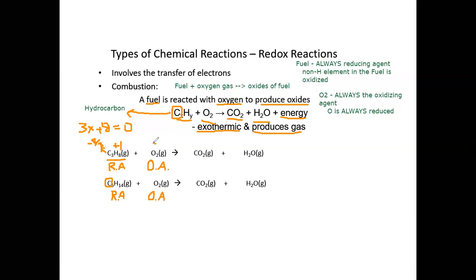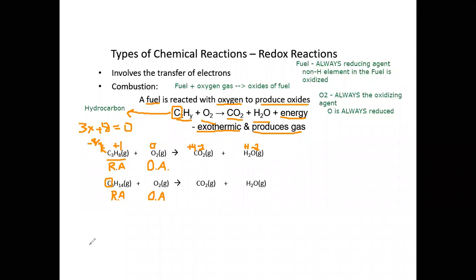Here O2 is by itself, so it's a 0. Now in CO2, oxygen is -2 and carbon is +4. And then in H2O, hydrogen is +1 because it's attached to a nonmetal, and oxygen is -2. So now you see carbon goes from -8/3 to +4, so carbon is oxidized. Oxygen goes from 0 to -2, so oxygen is reduced. And this is always the case when you're dealing with combustion reactions.